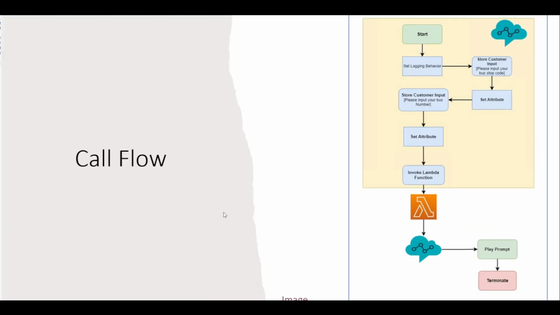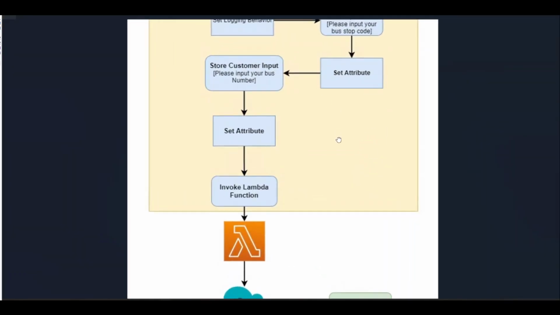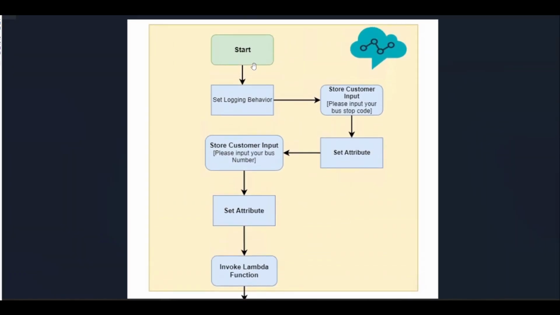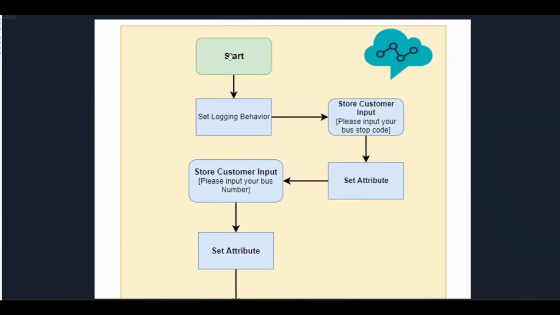So here, what I'm trying to really do is, let me enlarge it a little bit so that it would be clear. On my Amazon Connect, this yellow background is all from Amazon Connect. Initially I'll go through how we can develop this call flow on Amazon Connect as well. I'm starting the call flow, and I'm setting the logging behavior so that in the future we can check the logs on CloudWatch.